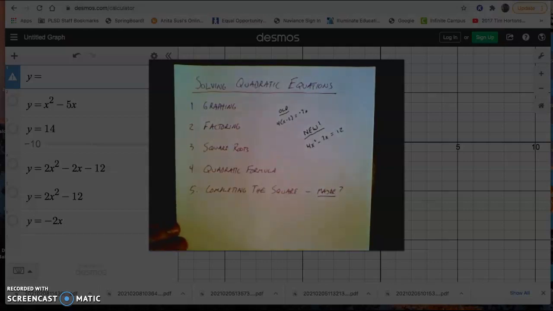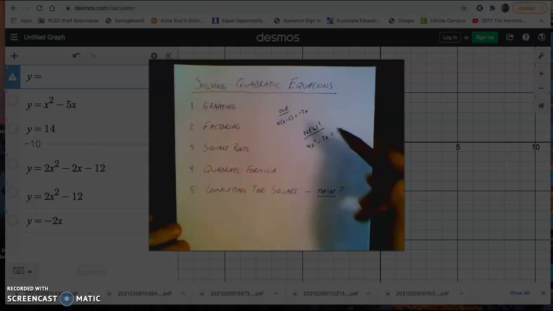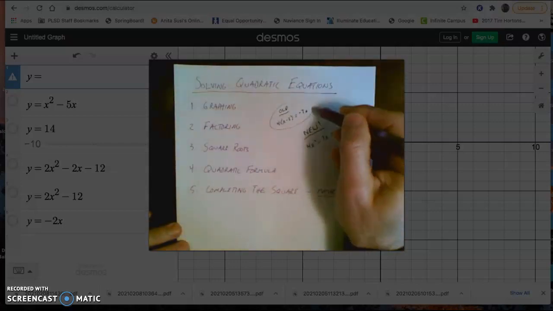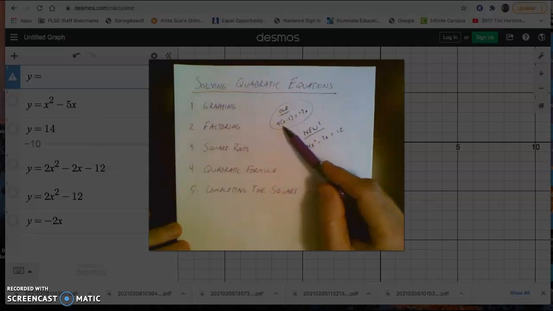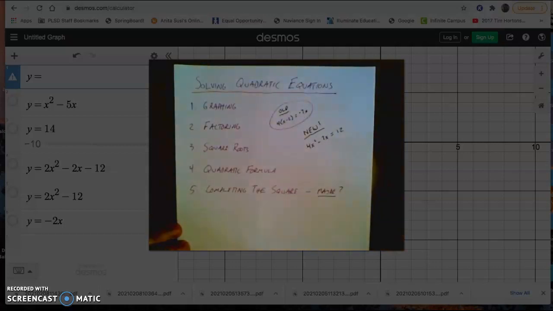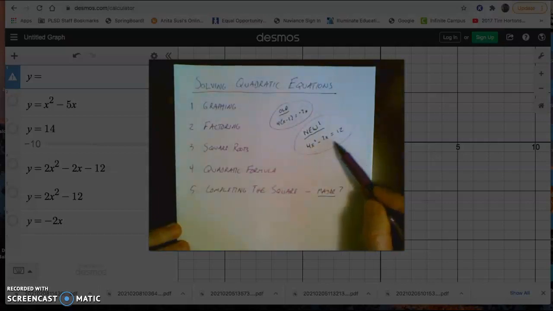We're on to bigger and better things. We are going to now start solving quadratic equations. In the olden days, when you were younger, which was last semester, you would solve an equation that looked like this, and you would rearrange and get x by itself. I know this writing is small, but you'll get it.